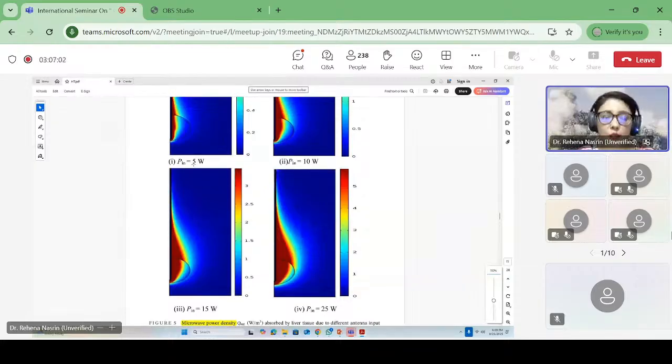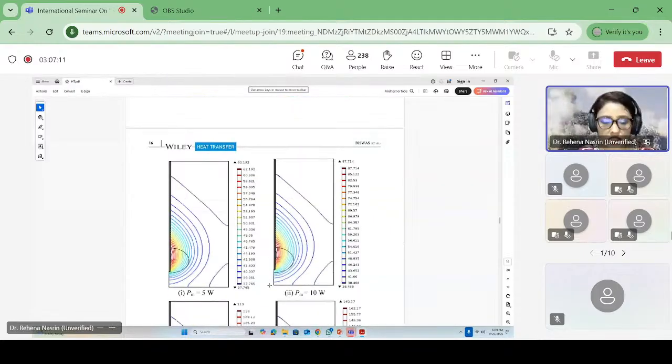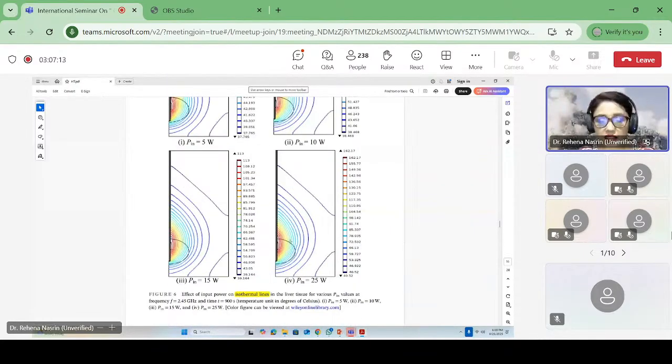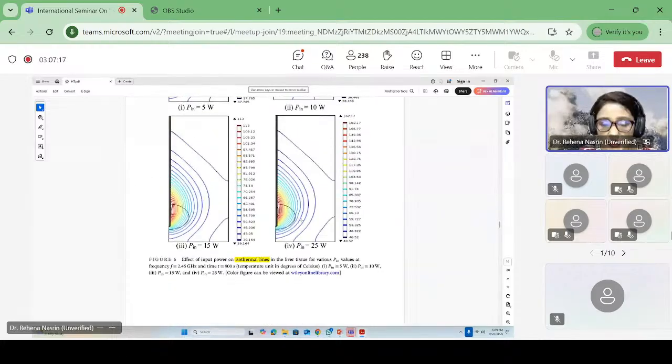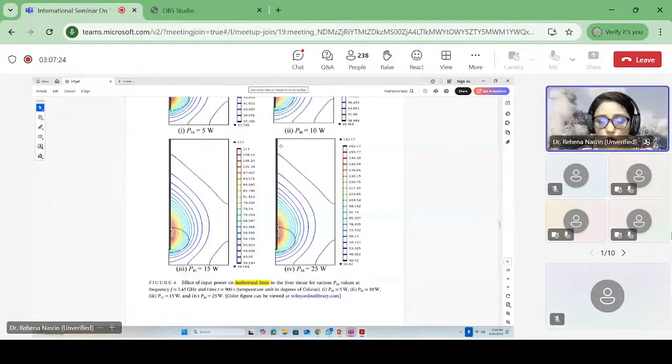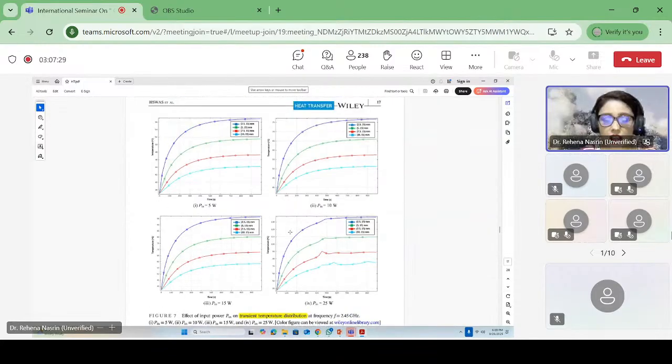We consider here electric power from 5 watt to 25 watt. So 5 watt, 10 watt, 15 watt, and 25 watt. Also these are the isothermal lines inside the tumor and liver. The elliptic part is actually the tumor, and the rectangle part is the whole liver. And this data plot is in Excel software.